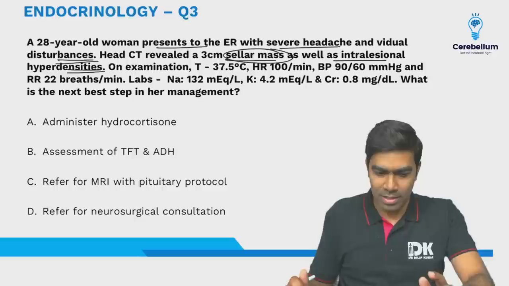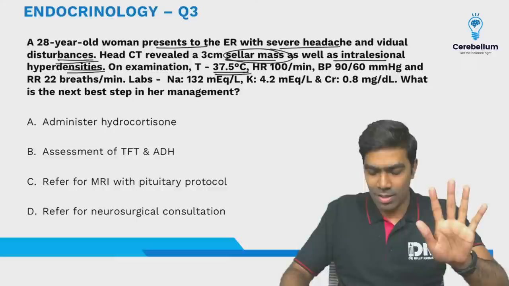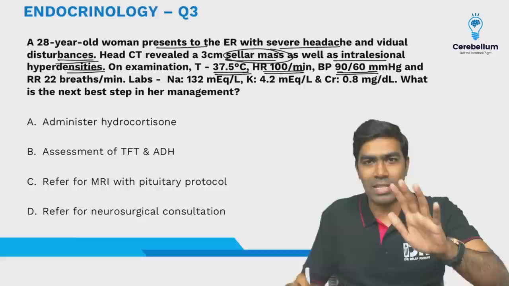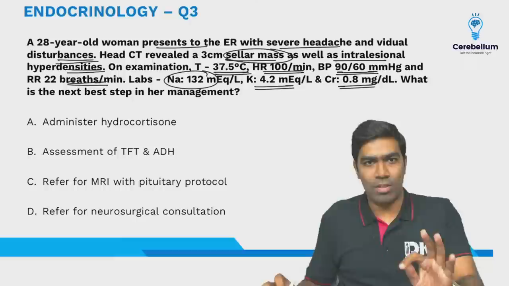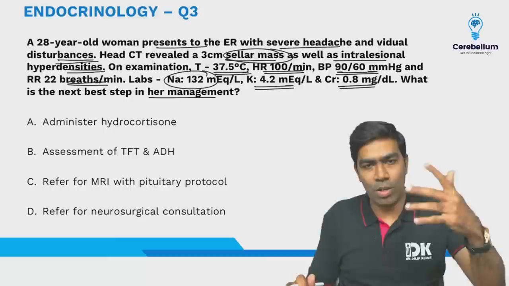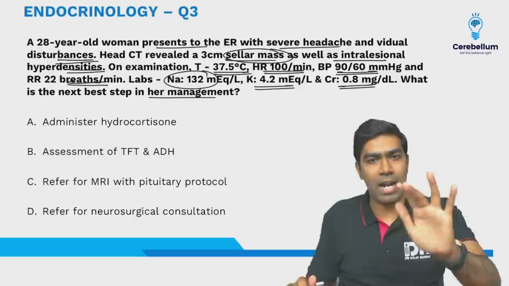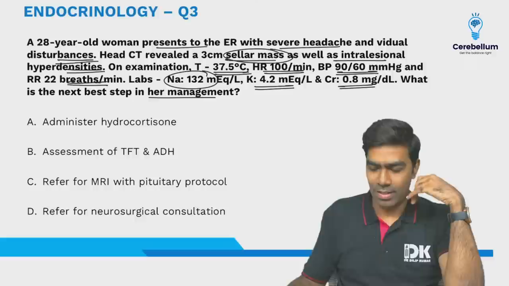On examination, temperature is 37.5 degrees Celsius, which is almost normal. Heart rate is 100 beats per minute. BP is 90 upon 60, borderline hypotension. Respiratory rate 22 breaths per minute. Sodium 132, potassium 4.2, creatinine 0.8. What is the next best step in management? Administer hydrocortisone, assess TFT and ADH. Refer for MRI with pituitary protocol, that is dynamic contrast enhanced MRI, and refer for neurosurgical consultation. What is the right answer for this? So what are you going to do?